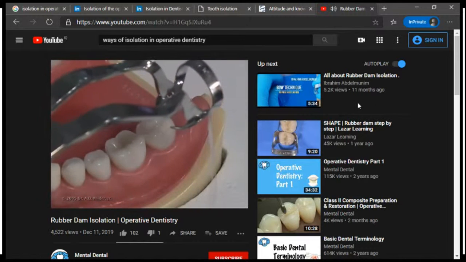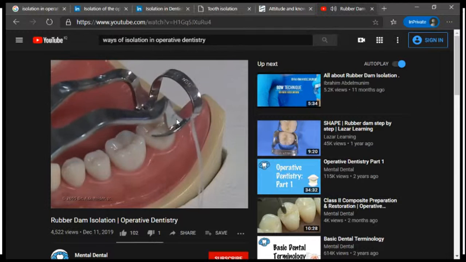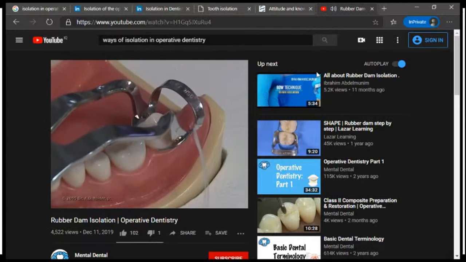Ensure that the punches go completely through the rubber dam. Next, deliver the appropriately sized clamp to the tooth using a rubber dam clamp forceps.